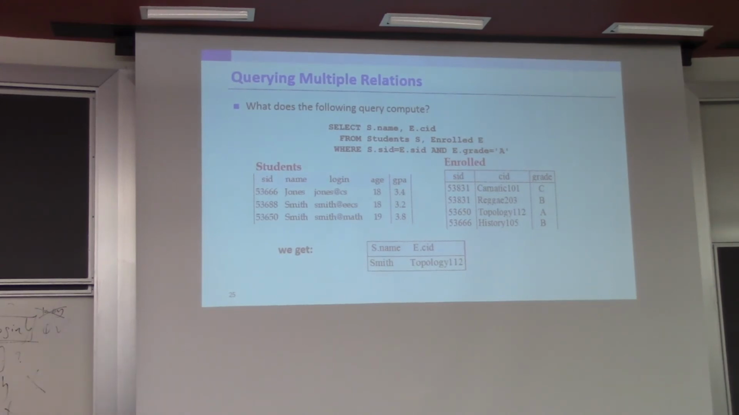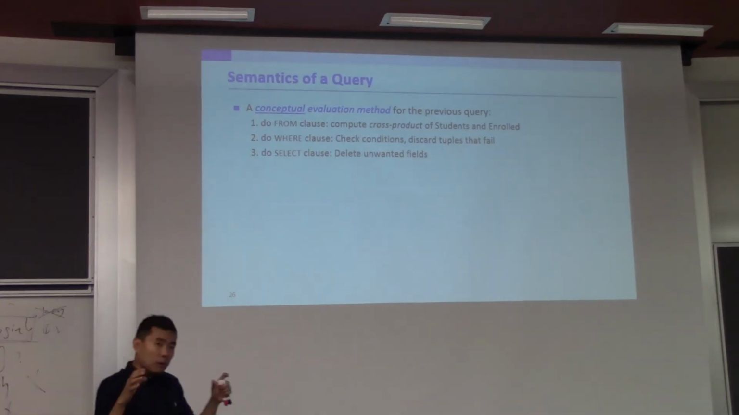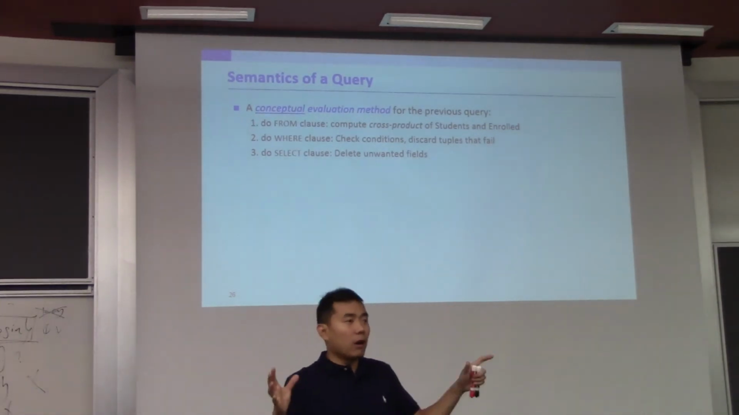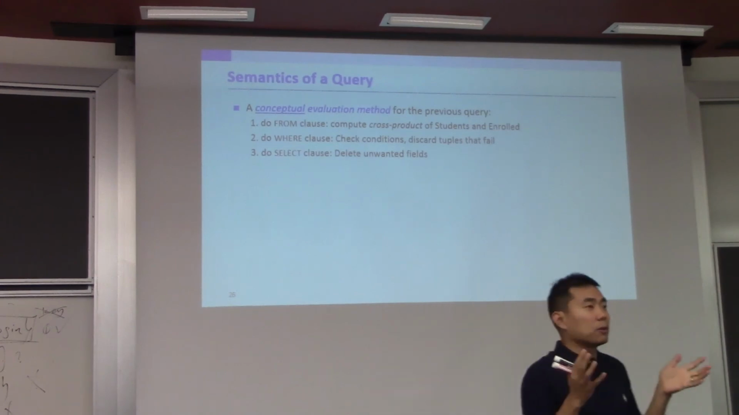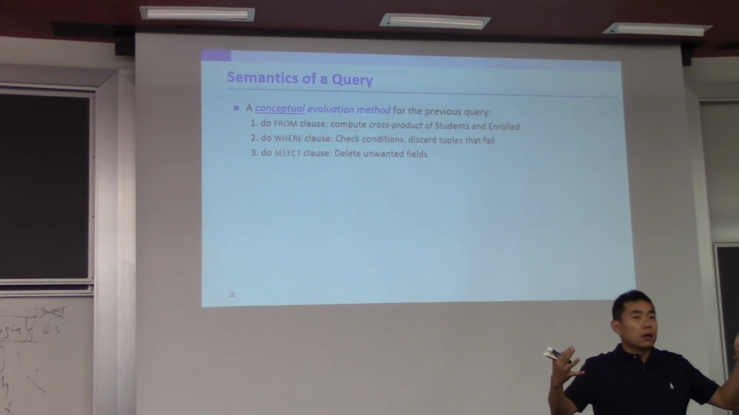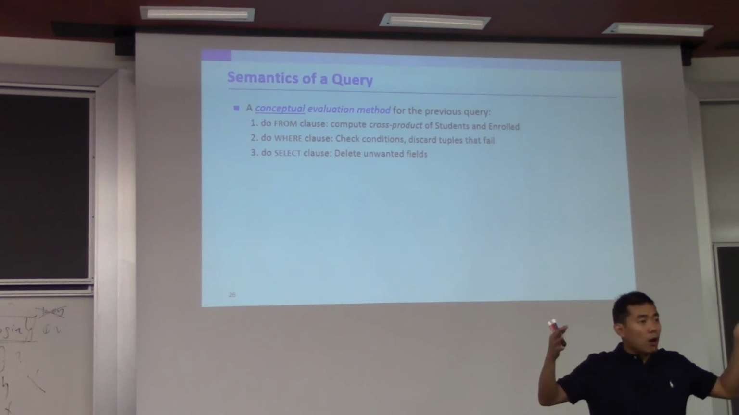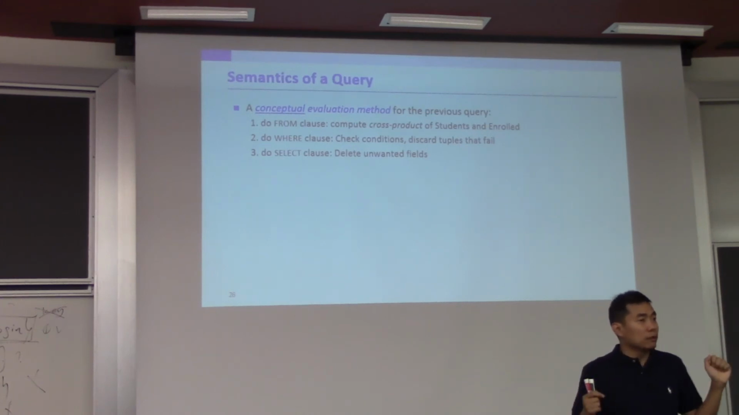Well, semantically, what's going on is, from the from clause, you are computing a cross product of all input relations. What is a cross product? Cross product is a full matching of all possible pairs of records from two given relations.